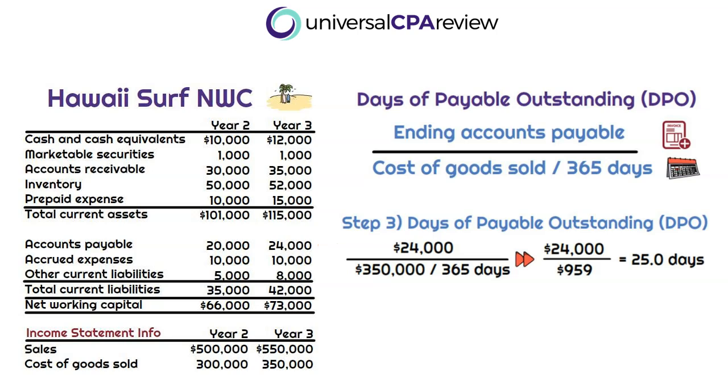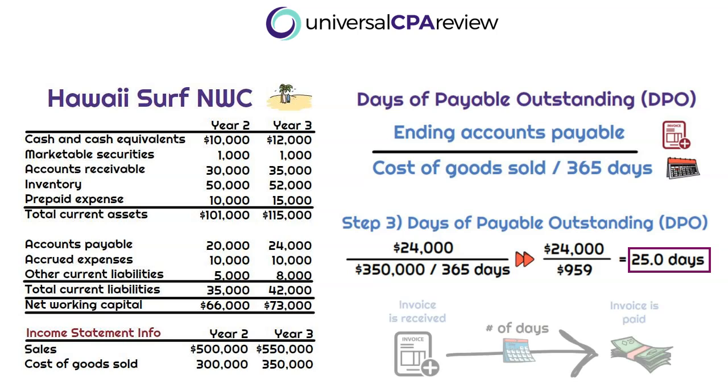And then daily cost of goods sold is still $959. Right, we take $350,000 worth of cost of goods sold, divide by 365 days. And when we do 24,000 divided by 959, that equals a DPO, or days payable outstanding, of 25 days. So that means from the time that Hawaii Surf receives an invoice for items they've purchased, it takes them 25 days to actually pay the supplier or vendor the cash, right? So that is our step 3 for the cash conversion cycle.